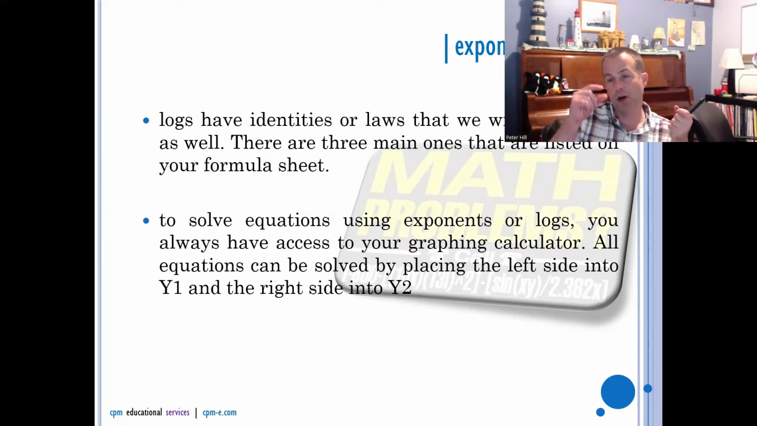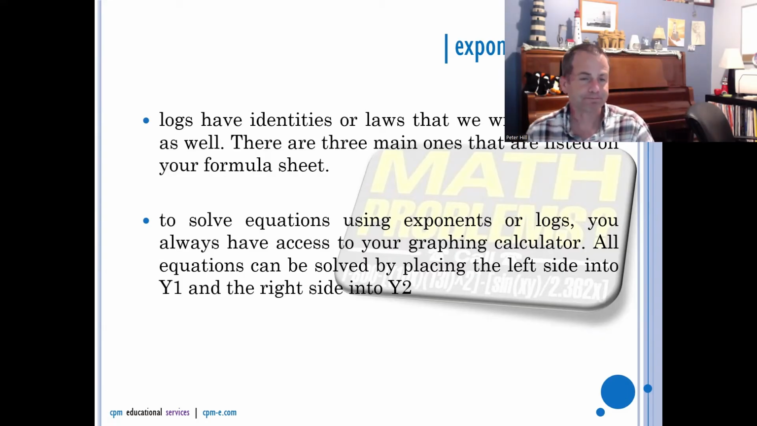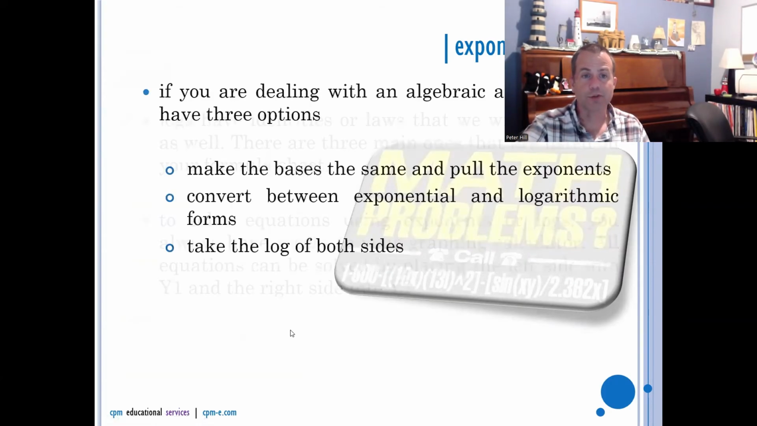An exponent on a number that you're taking the log of can come to the front of the log and it's equivalent. To solve equations using exponents or logs, you always have access to your graphing calculator. All your equations can be solved by placing the left side into y1 and the right side into y2. But remember, that usually is not going to fly on a written response portion. There you're going to want to do it some sort of algebraic way.